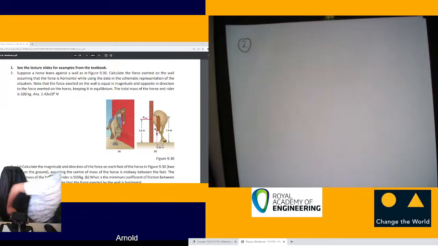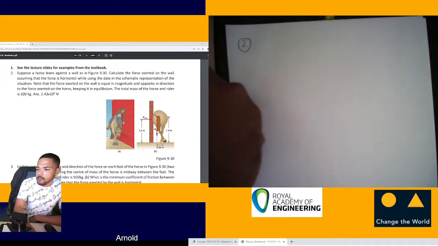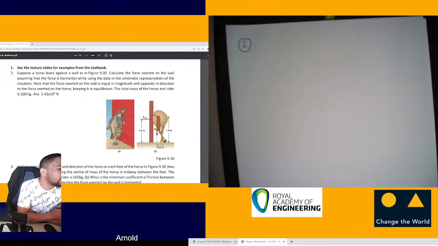Okay, the last problem, number 2 and number 3. Suppose a horse leans against the wall as in figure 9.30. Calculate the force exerted on the wall, assuming that the horse is horizontal, while using the data in the schematic representation of the situation. Note that the force exerted on the wall is equal in magnitude and opposite in direction to the force exerted on the horse, keeping it in equilibrium. The total mass of the horse and rider is 500 kilograms.